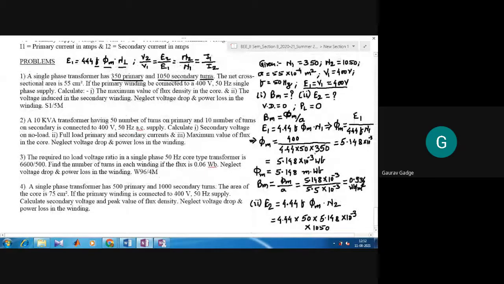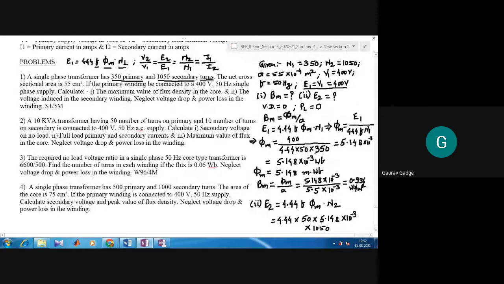See, this is the numerical which is given. A single phase transformer has 350 primary and 1050 secondary turns, cross sectional area 55 centimeter square, and the primary winding is connected to a 400 volt, 50 Hz single phase supply. So based on that, the given quantities are N1, N2, cross sectional area A, primary side voltage V1, frequency 50 Hz. Now we are saying E1 is also equal to V1.